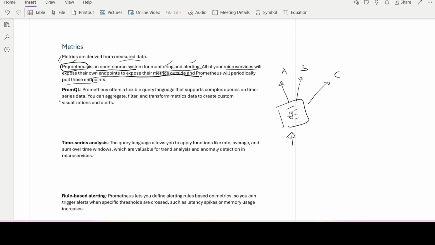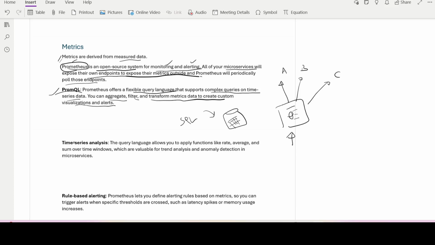So the first thing is PromQL. Similar to SQL, where if we have a relational database and multiple tables, we write an SQL query to fetch the data we need from one table with some conditions, where clauses and all. Similarly, Prometheus provides PromQL. It offers a flexible query language that supports complex queries on time series data. You can aggregate, filter, and transform metrics data to create custom visualizations and alerts. So it's a very powerful language which works on top of the data that it has collected.